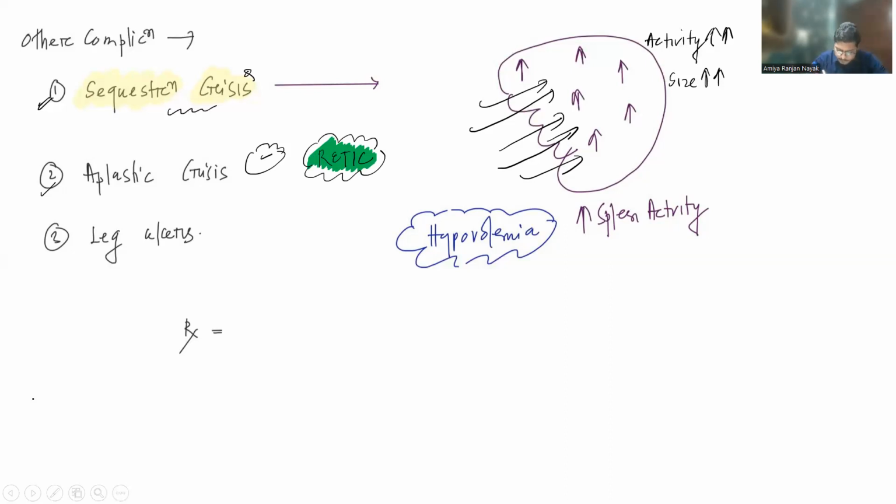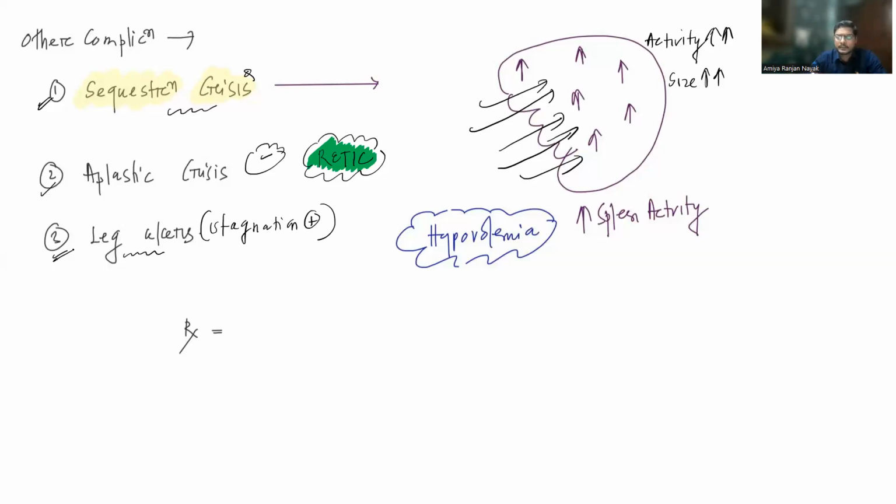Now, sometimes these patients can also have leg ulcers, and these leg ulcers are usually found near the medial and lateral malleolus. They are described as being due to stagnation of the blood, and this condition is also common in various other hemolytic anemias. So that is about the clinical features and complications.